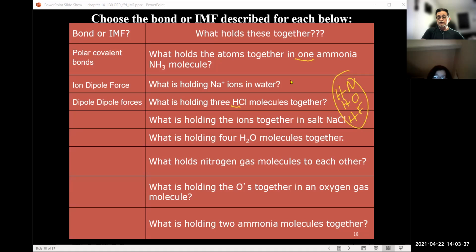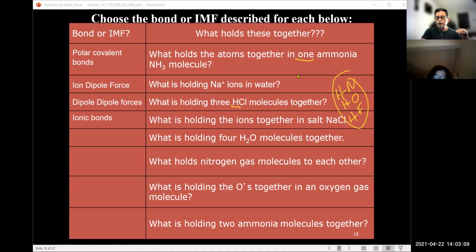What is holding the ions together in salt, sodium chloride? Well, they're talking about sodium chloride, table salt, in the salt form. What is holding them together? They're ionic bonds. How do I know that? Because ionic bonds are metal, non-metal. Sodium is metal, chloride is non-metal.